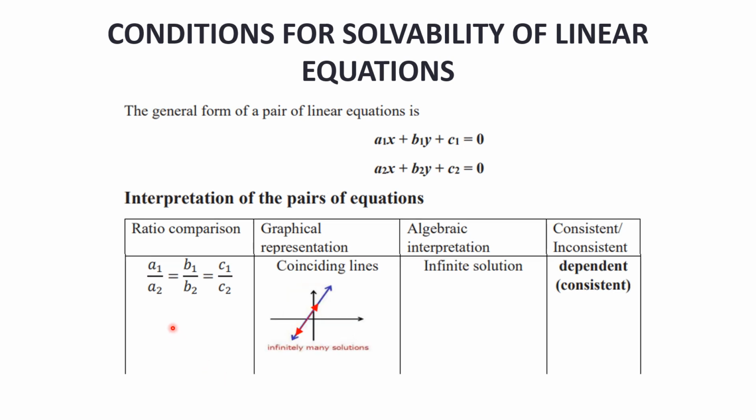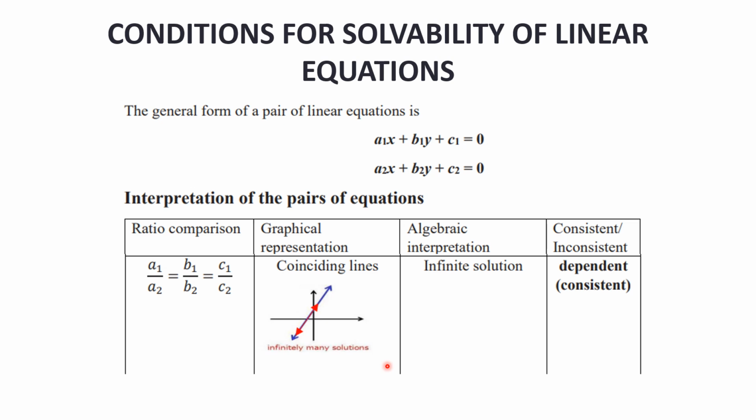The third one, when all the three ratios, that is a1 by a2, b1 by b2 and c1 by c2 are equal, then we get infinitely many solutions. So we can say this is a dependent and a consistent system of equations. We get a coincident line.